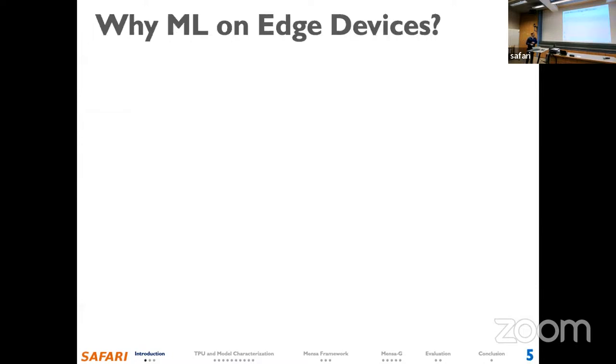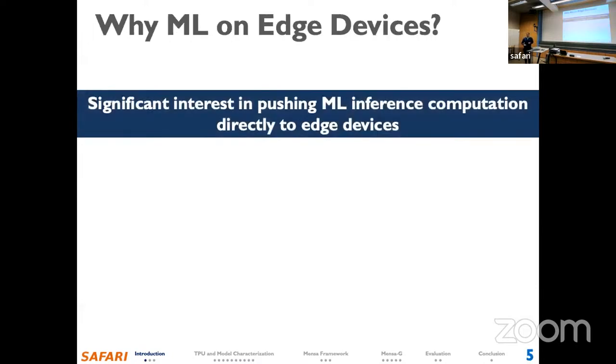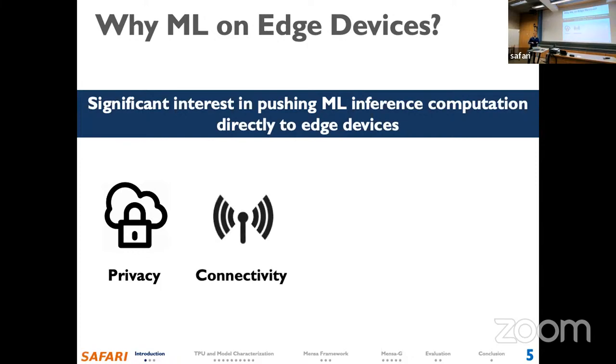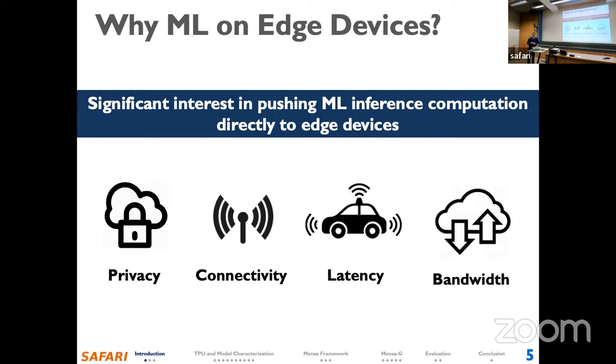So we start with the introduction. Why do you want to do machine learning inference, or neural network inference, on the edge? Because it provides some benefits. In terms of privacy, you don't go to the cloud to do inference, you keep it local. Connectivity: you don't need Wi-Fi or internet around to do an inference job. Latency: again, you're not going through a network, so your latency can be much shorter. And also bandwidth: because you're local, you can have much higher throughput.